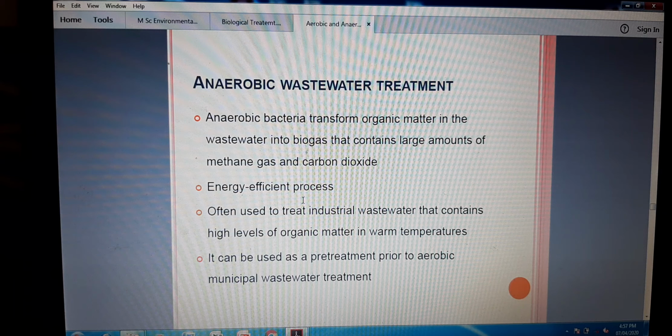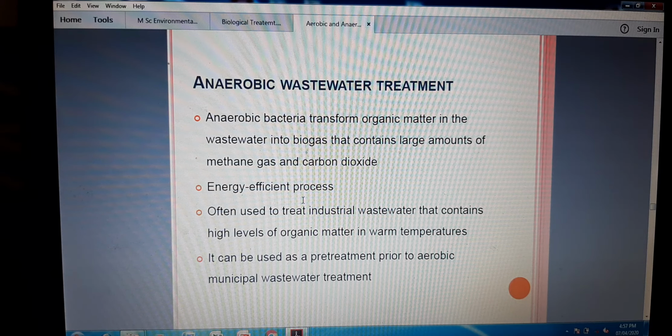Now the anaerobic wastewater treatment. This is again a very important unit operation, even though the other is aerobic treatment. In this wastewater treatment, most of the sludge, when it is deposited at the bottom, can be degraded by the anaerobic bacteria. But where? At the bottom of the tank.